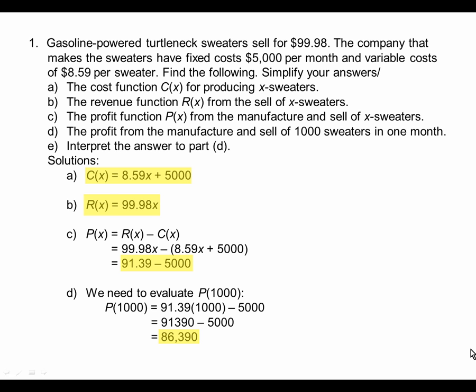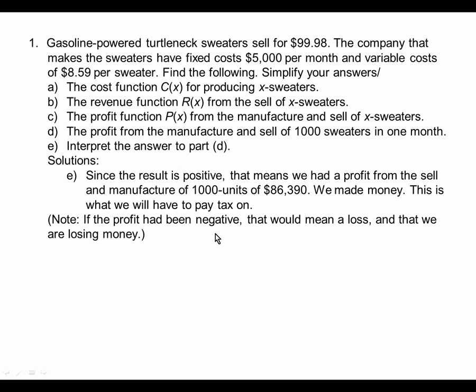And part E, the interpretation of part D. Remember, part D was 86,390. It is positive. So our interpretation, since the result is positive, means we had a profit from the sale and manufacture of 1,000 units of $86,390. So we made money. That's what we're going to have to pay taxes on. Now remember, if the profit had been negative, that would have been a loss, and we were losing money. That's actually your write-off. If it had been 0, you're breaking even, neither making money nor losing money. But since we were positive, we made $86,390.